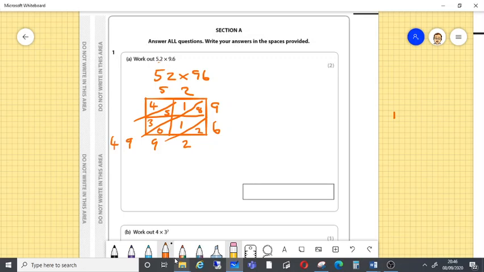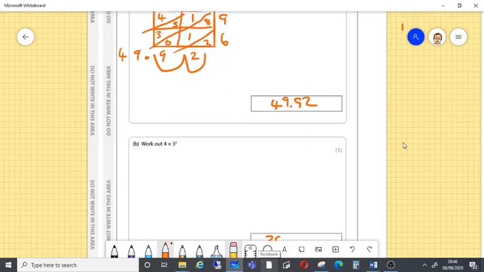Now we need to put the 2 decimal places back in because there's the 6 and the 2, so we bounce them back in from the back, 1 and 2, so our answer is 49.92. Excellent. First question done and dusted. Let's look at the next one.